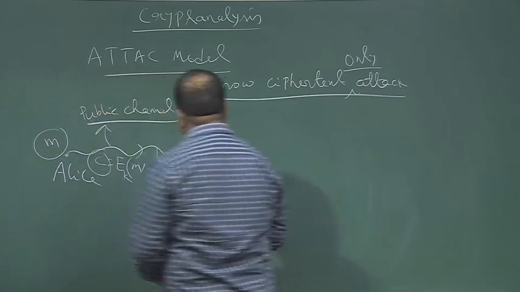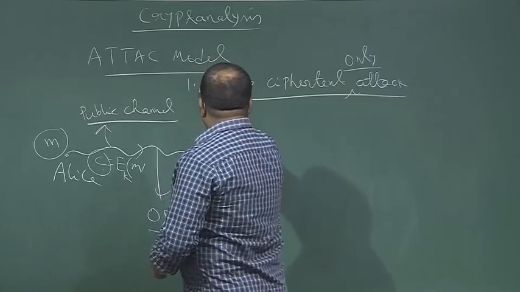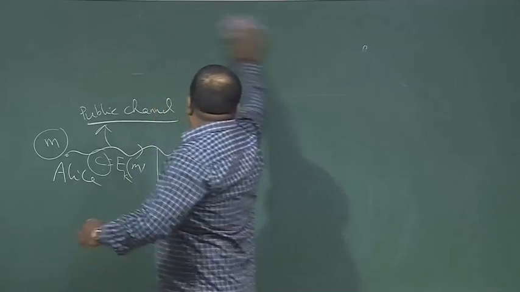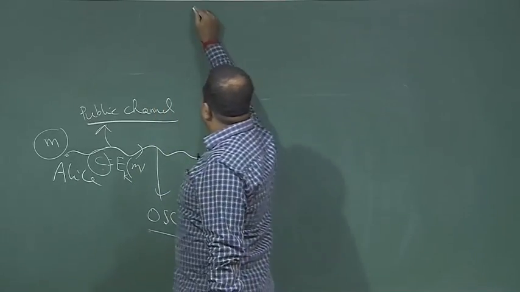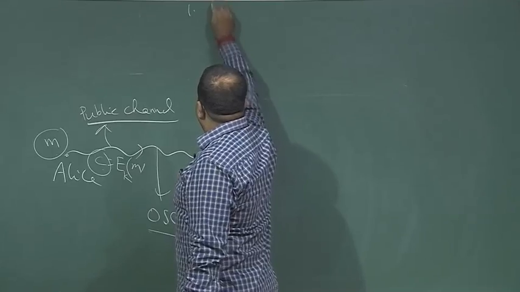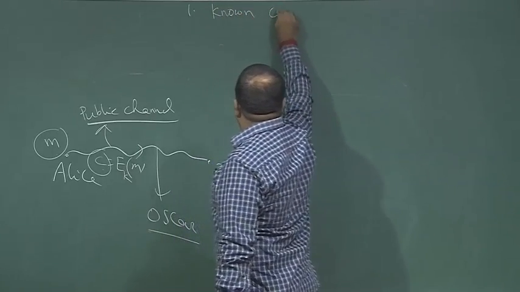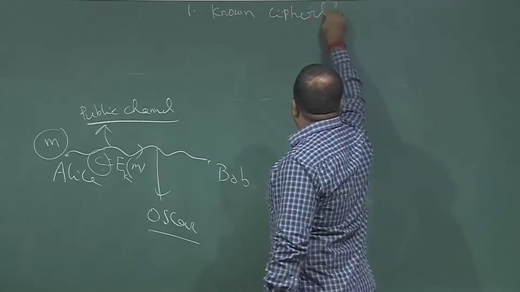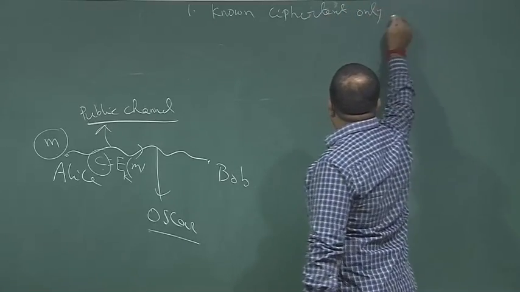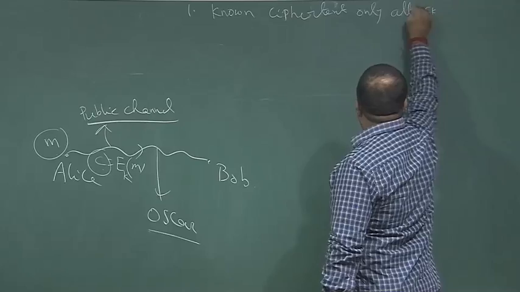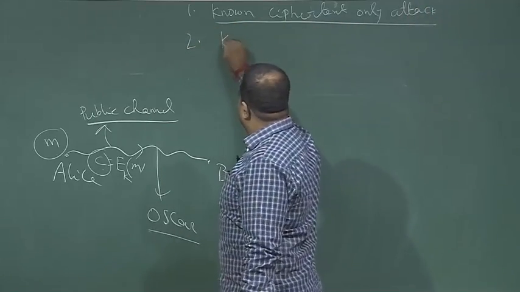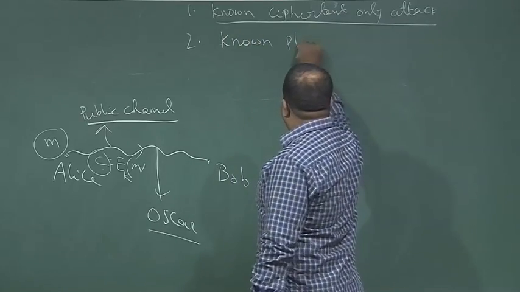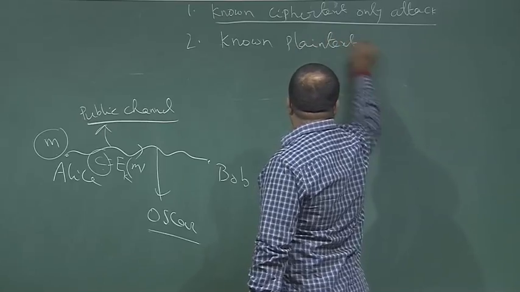The second one is known plain text attack. So the first one is known ciphertext only attack. The second one is known plain text attack.